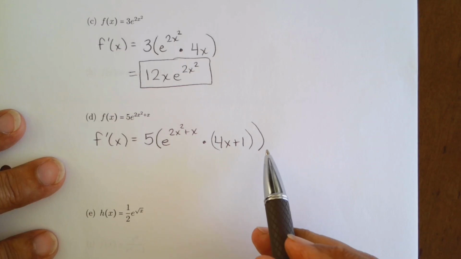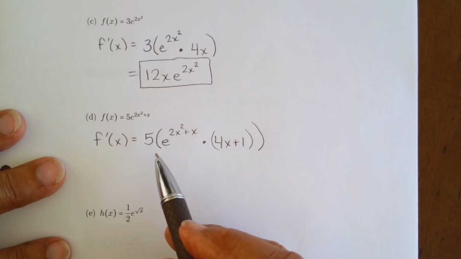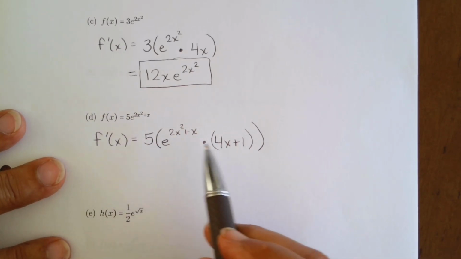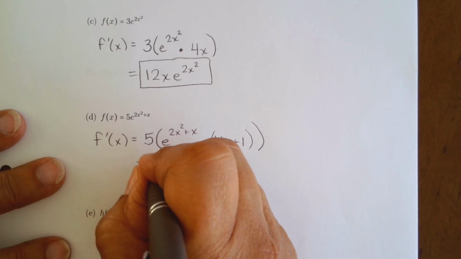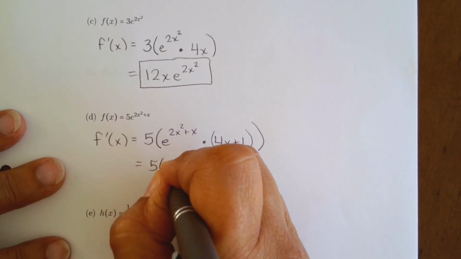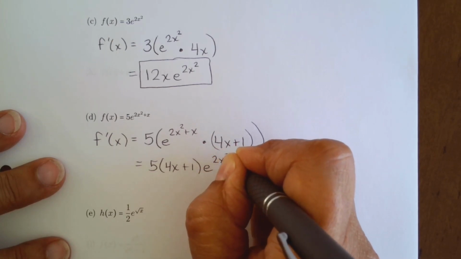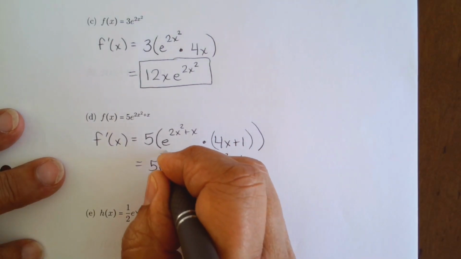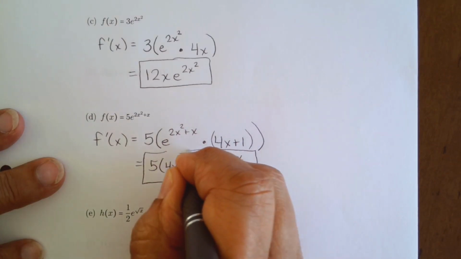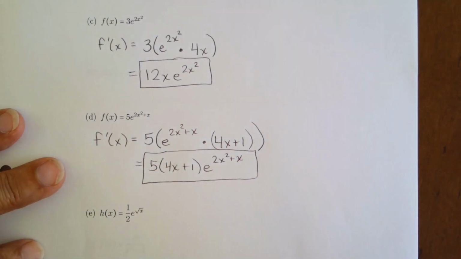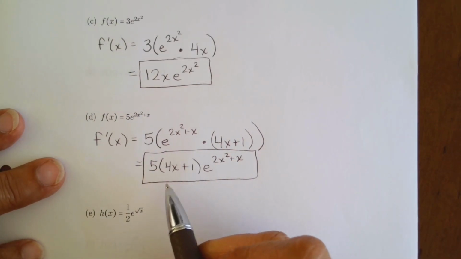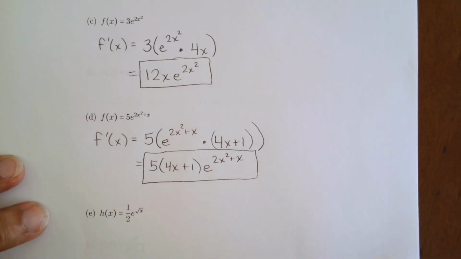All right, so again, this is fine to leave, but if we're going to clean it up, you can bring the 4x out front. You could write it this way. Usually you put the e at the end, but you don't have to. But that's a lot of the ways you're going to see it. Okay? So usually the other variables go out front of the e.